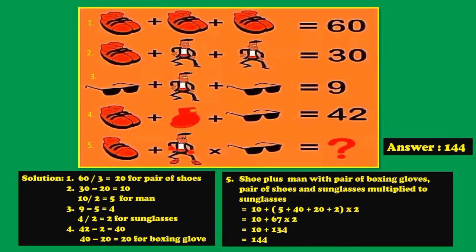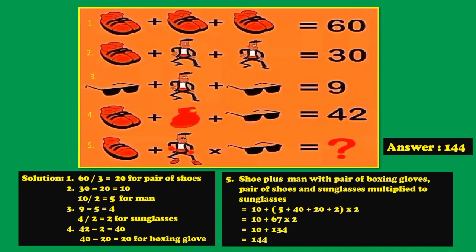Okay, in the first image, as you can see, the first row has 3 pairs of shoes, and that is equivalent to 60. The second row is equivalent to 30, coming up with a pair of shoes, then 2 men. Then in the third row we have 2 sunglasses and a man, which is equivalent to 9. The next one is a pair of shoes, a glove, and sunglasses, which is equivalent to 42.